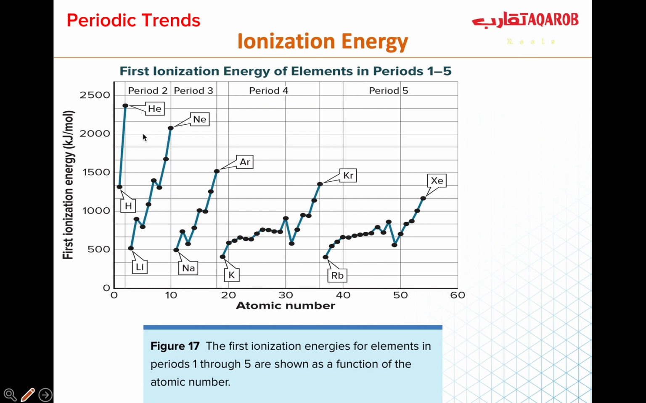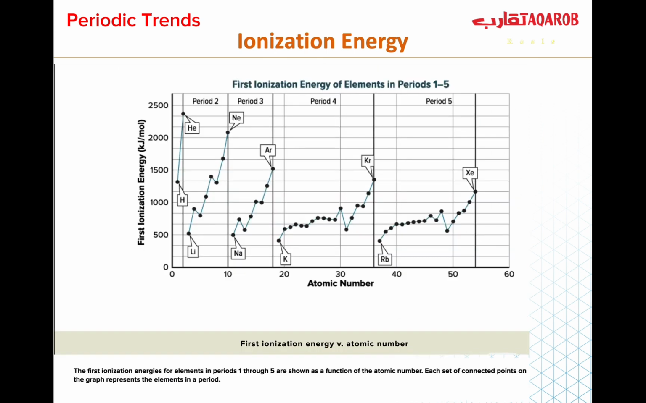Okay, so this is, for example, for helium. This is the first ionization energy for helium, and this is the first ionization energy, sorry, for hydrogen, the ionization energy of neon, and this is the ionization energy for lithium. So the first ionization energies for elements in periods 1 through 5 are shown as a function of the atomic number. So first ionization energy versus the atomic number.